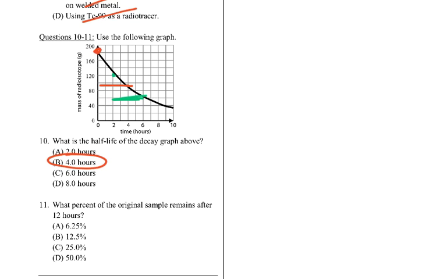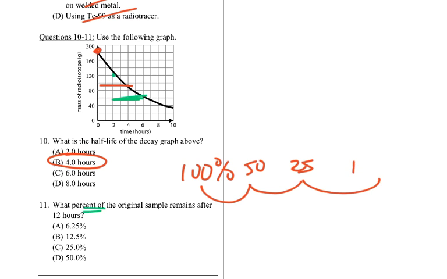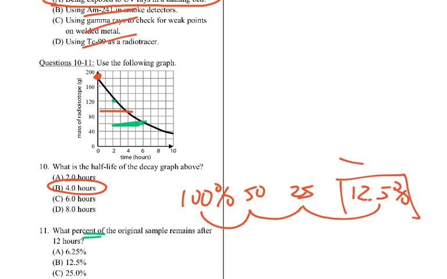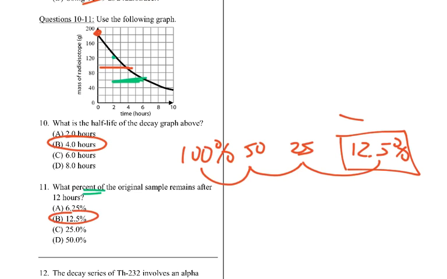Okay, what percent of the original sample remains after 12 hours? Well, if you're talking about percentage, then that means we are starting with 100%. That's just implied. And we say, okay, 4 hours, 12 hours, we're talking about 3 half-lives. So it's going to go down to 50%, it's going to go down to 25%, it's going to go down to 12.5%. So that's the answer. So number 11 is B, 12.5%.